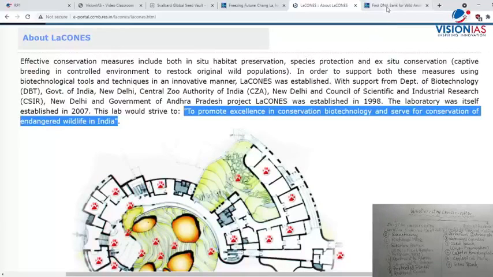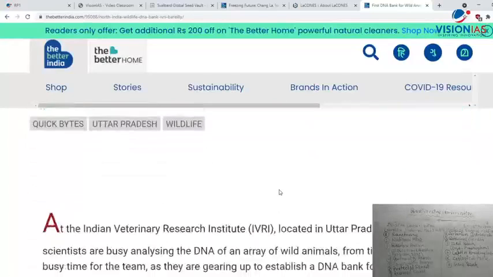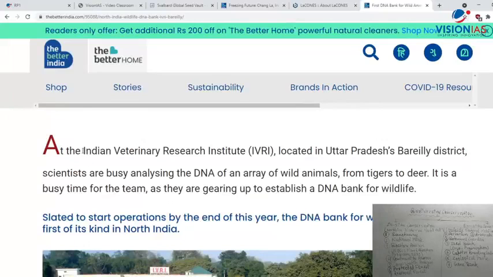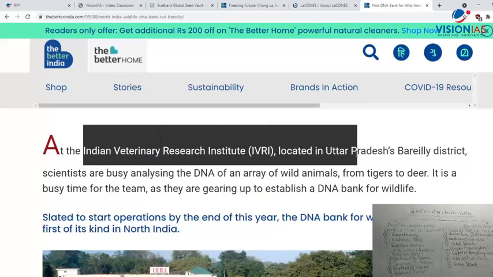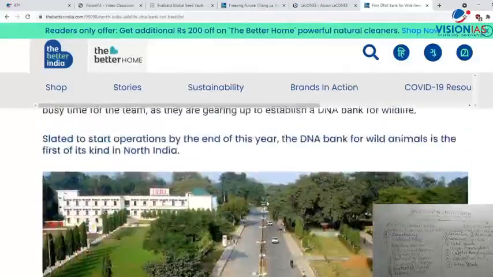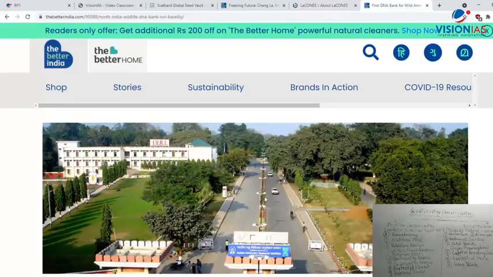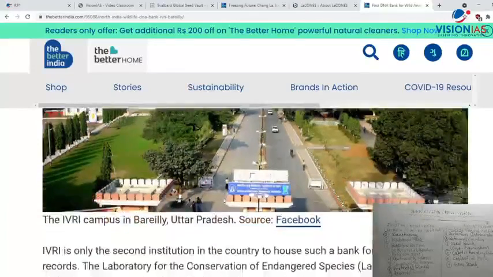And then I have said here, in North India, IVRI, a DNA bank for wild animals, Bareilly. Scientists hope it will keep poaching, illegal killing of animals, in check. So here, IVRI, Indian Veterinary Research Institute, is located in Bareilly district, Uttar Pradesh. The DNA of wild animals, tigers to deer, has now been conserved here. This is the campus of IVRI in Bareilly, Uttar Pradesh, where the DNA bank for wildlife has been set up. You have a photograph of the campus here.